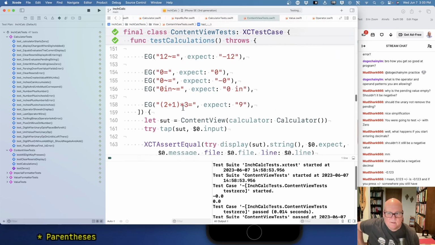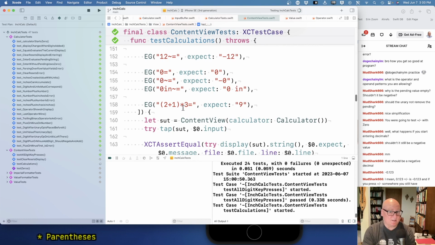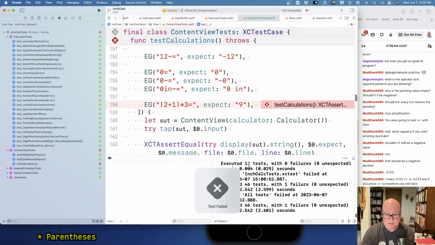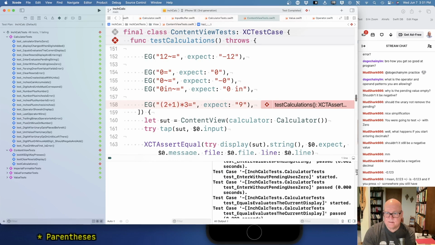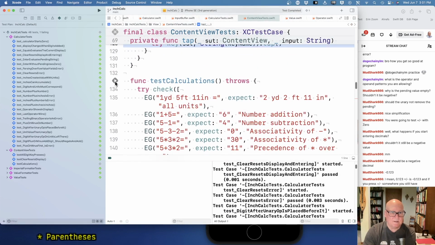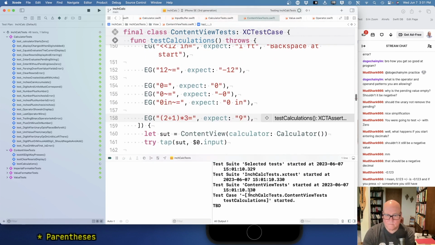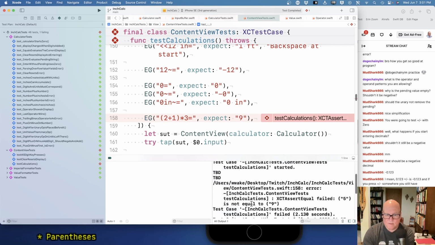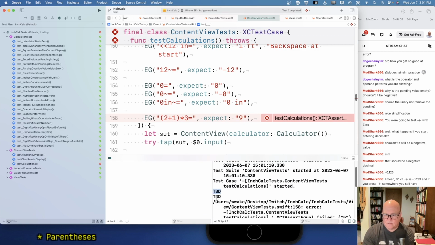All right, let's dig in. Now, these things are vulnerable to errors too. Yeah, we get a couple. I don't know. Let's run this one test. Okay, 5 is not equal to 9. I don't know why. I guess we're getting TBD because it's a default keypad. All right, keypad.